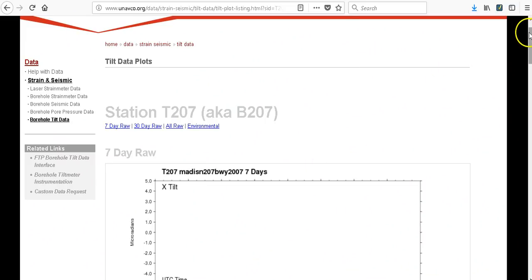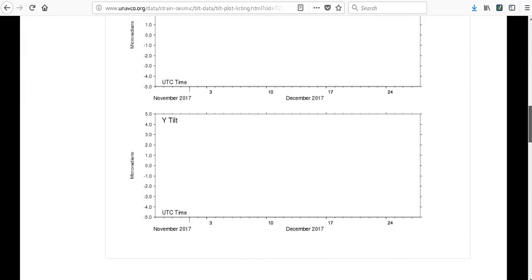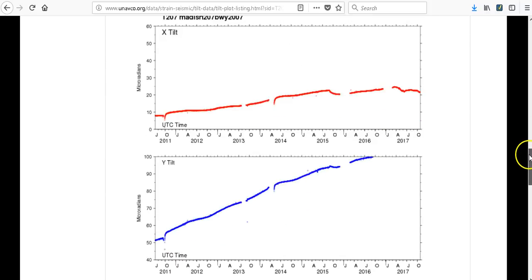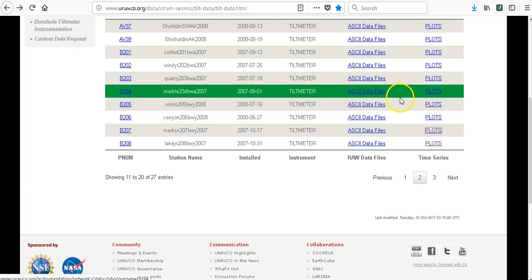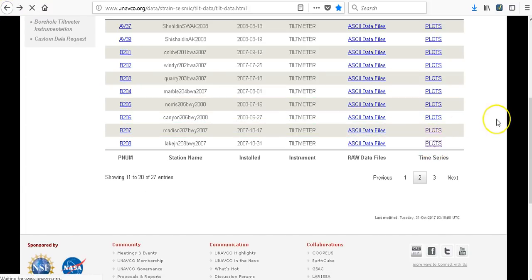Okay, here we got the tilt meters. I am very disappointed they shut down Madison. Except for all, which goes back to 2011, but it doesn't show us much. Wow, that's helpful. Thanks, guys. Yeah, one of the most dangerous volcanoes in the world. They're taking down most of the graphs. Yeah, lovely. Ain't that professional?